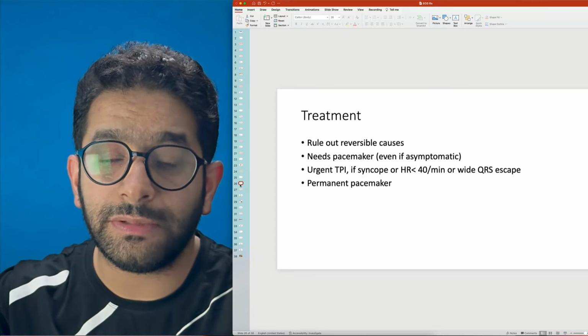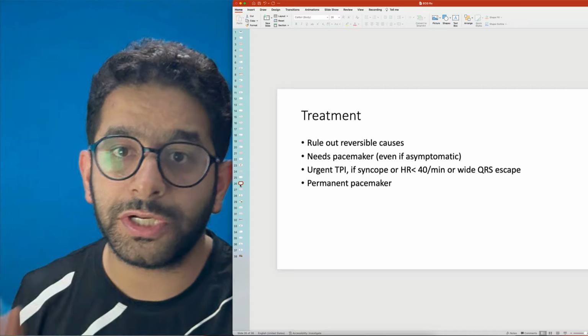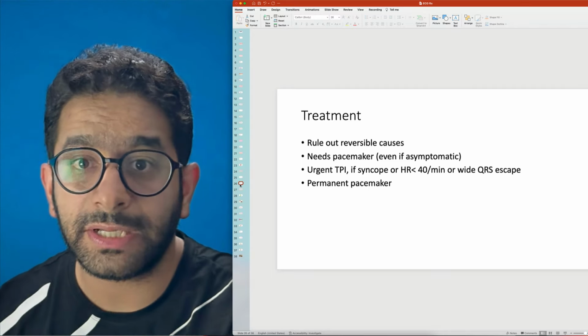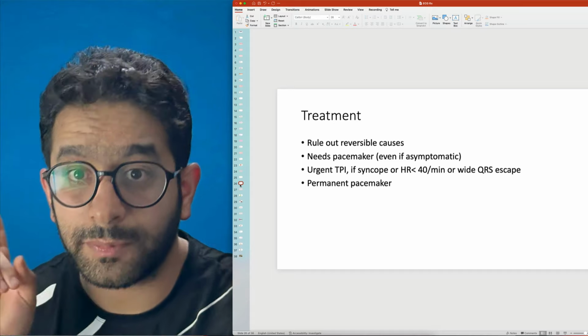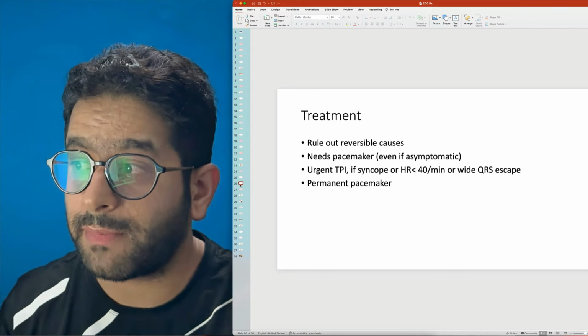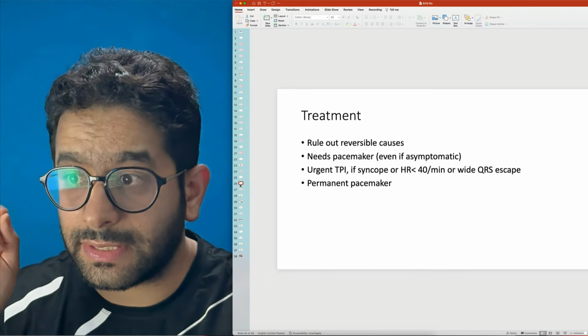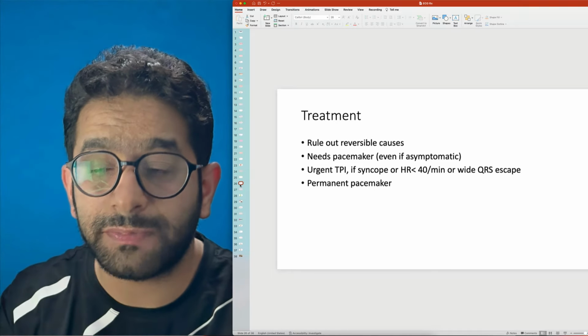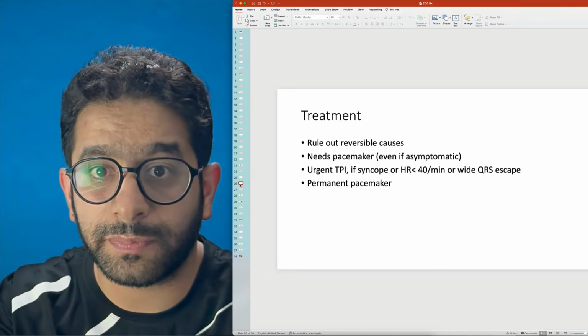This ECG, okay, the patient needs a pacemaker, even if the patient is asymptomatic. Complete heart block needs a pacemaker even if the patient is asymptomatic. Now remember, if it's the middle of the night, you have to decide whether to put in a temporary pacemaker till the morning comes and the cardiologist puts in a permanent pacemaker.